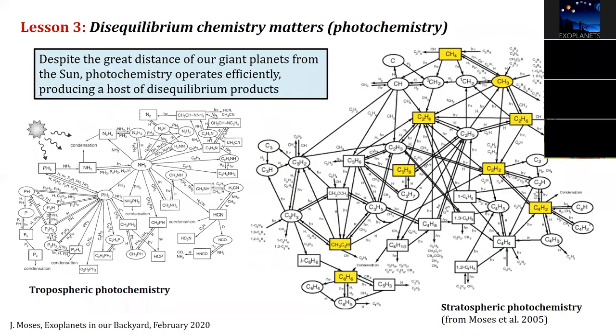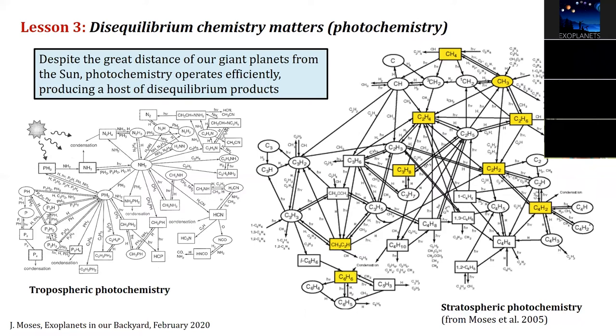Another disequilibrium chemistry process is photochemistry, which of course occurs on all of the planets in our solar system. For our giant planets, as I said, one of the main volatiles that's left that doesn't condense is methane, and it even does condense on the colder Uranus and Neptune, but there's enough that gets into the stratosphere, makes it all the way up, interacts at the top of the stratosphere with extreme ultraviolet radiation, breaks it apart, forming these things, which form more hydrocarbons. The things in yellow have been seen on the giant planets.